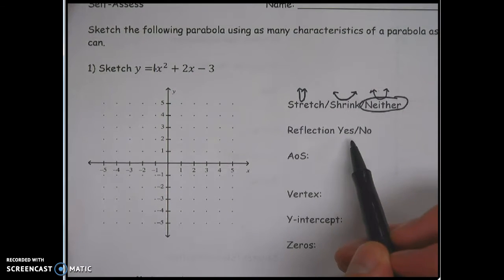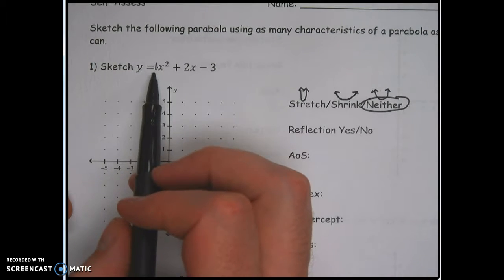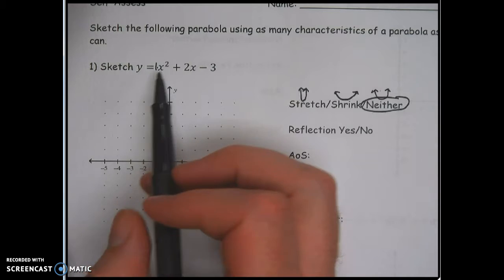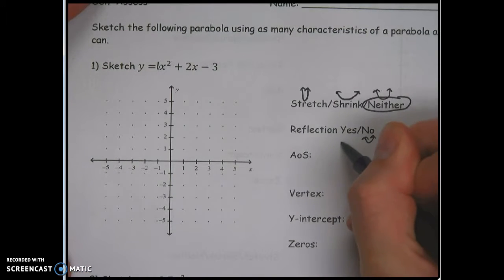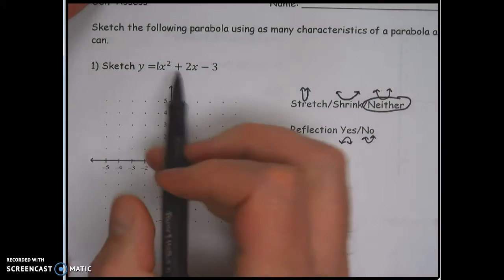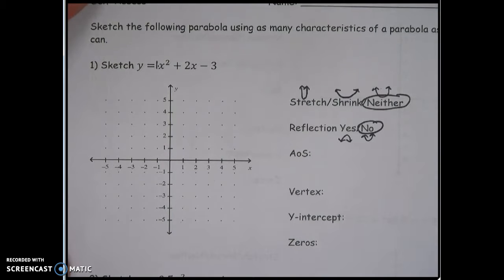We can also tell whether or not the parabola is facing up or facing down based on the number out front. If it's positive, it's facing up. Facing up are ones we say are not reflections. The ones that face down are reflections. Since this is positive, we would say, nope, it's not a reflection.